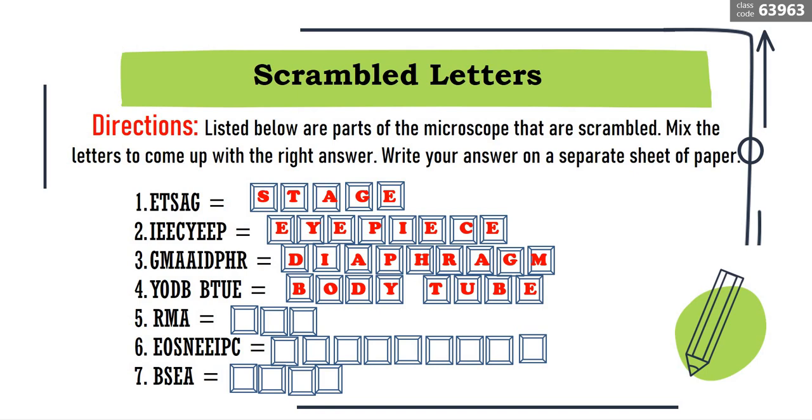How about five? Three letters in one word. Very good. That is called arm. How about number six? Yes. That's correct. It is nose piece. And number seven, the last one, it is called, yes, that's base. Congratulations for those who got it right.